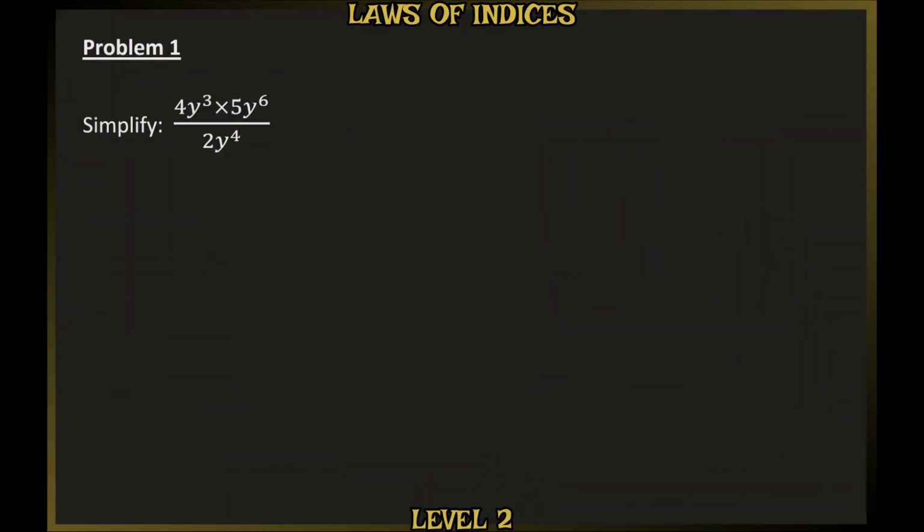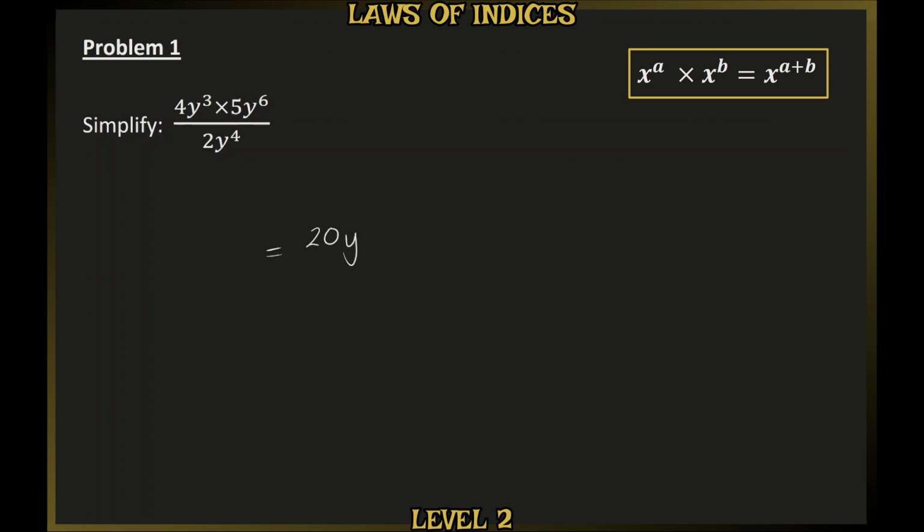In problem 1, we're simplifying 4y to the power of 3 multiplied by 5y to the power of 6, all over 2y to the power of 4. Since we're multiplying in the numerator, we're going to use this law, which tells us that when we multiply indices together, we add the powers. So on the numerator, we're going to start with 4 times 5, which is 20, and y to the power of 3 multiplied by y to the power of 6 is y to the power of 3 plus 6.